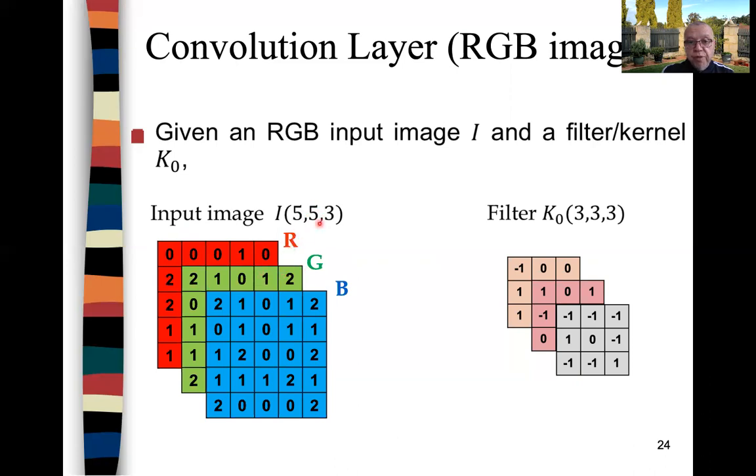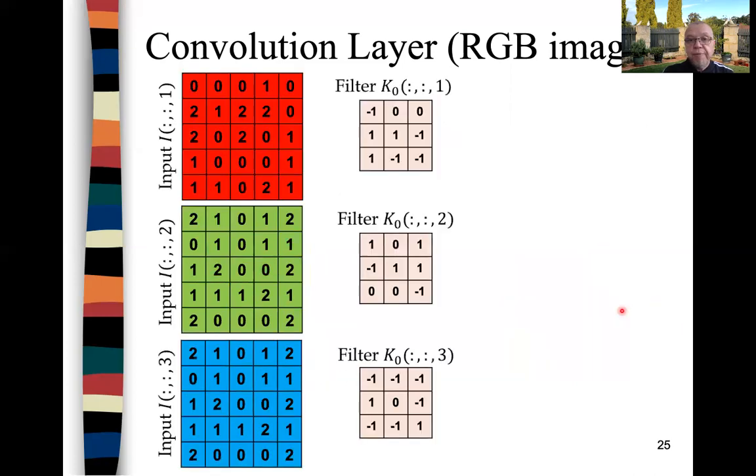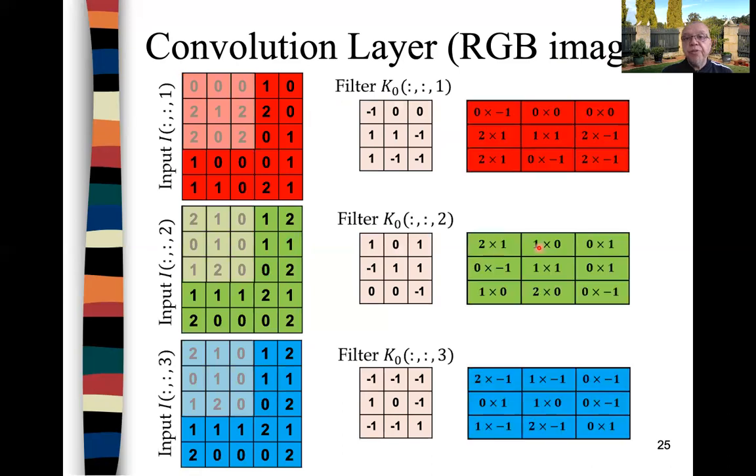5 by 5 for the green channel, 5 by 5 for the third channel, okay? The same thing. So we want to perform the convolution between this RGB image and this kernel. So what we do is we align the filters. So this was the first filter. Now the second filter would be aligned with the second channel, which is the green channel. The third filter would be aligned with the blue channel. And then we do the same operation, okay?